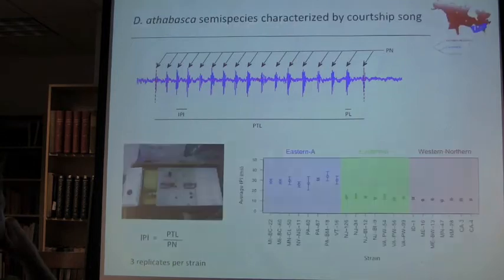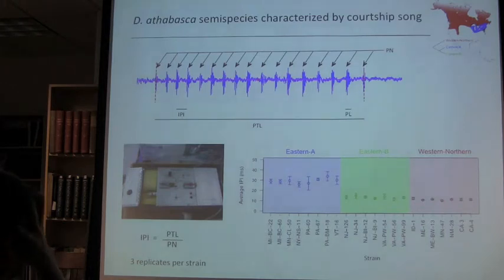So the Athabasca group, the way that they discovered that they were semi-species was purely by courtship song, actually. They had no idea, and then they discovered there was this prezygotic isolation, and that there were different morphs with different courtship songs. So we had to measure this with our flies, and what we did to measure the interpulse interval is you can measure the pulse train length and then divide it by the number of pulses, and we can do this for 3 replicates.